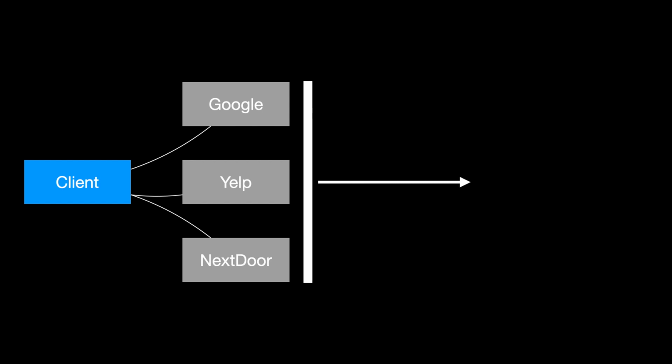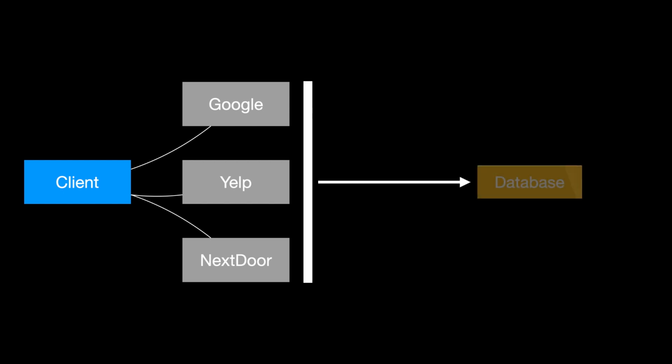So what we're trying to do is the iPhone app is saying that, well, I need to get reviews from Google. I need to get review IDs from Yelp. I need to get review IDs from Nextdoor. And then once we get all of those IDs, we will go ahead and update our database.